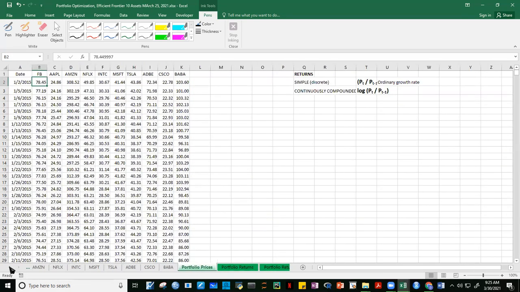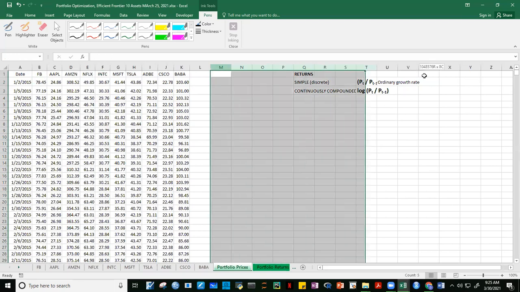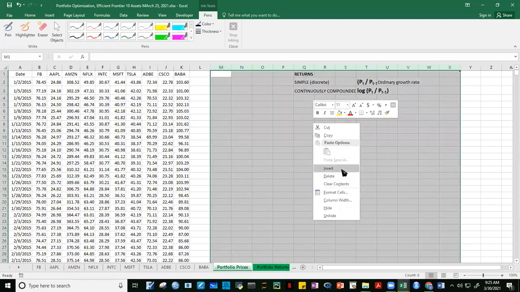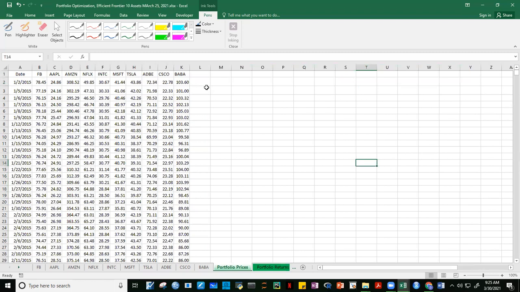Saan ba natin ginawa yan? Okay, I think we computed it. We collected the prices here. And then, kinompute natin dito. Hindi ko na makita, pero I'm sure ginawa natin yun. For example, just to check, FB. So si FB, ang return niya will be equal to ln, the current price divided by the previous price. Okay.